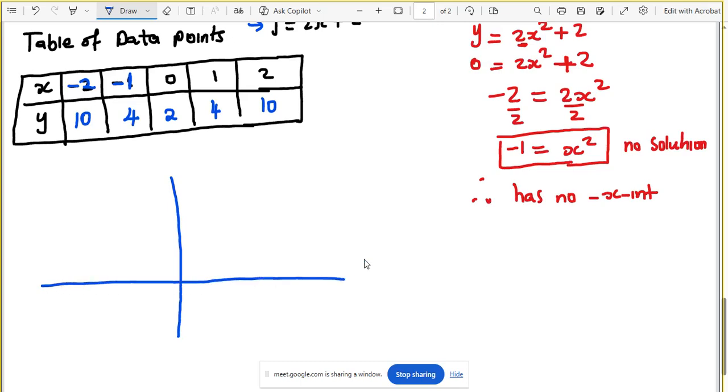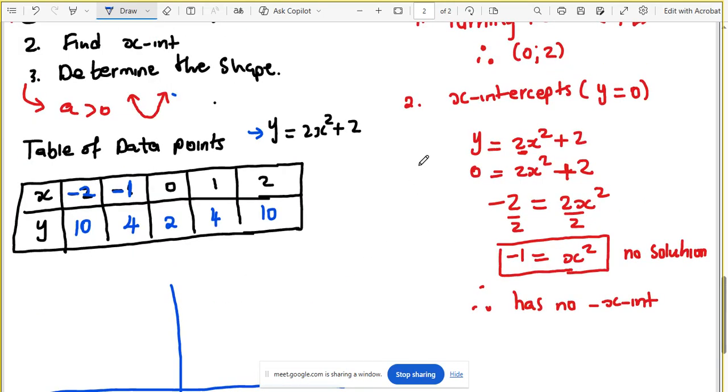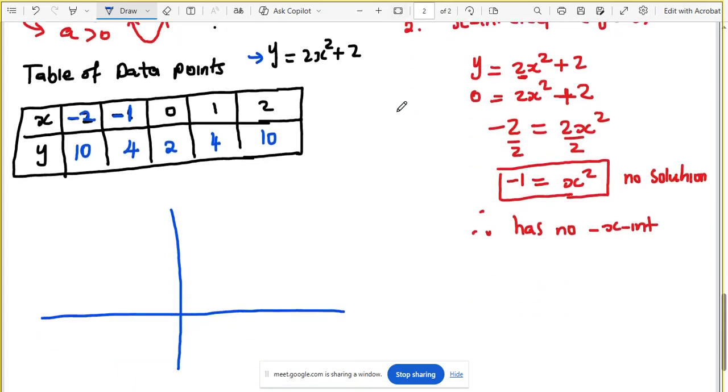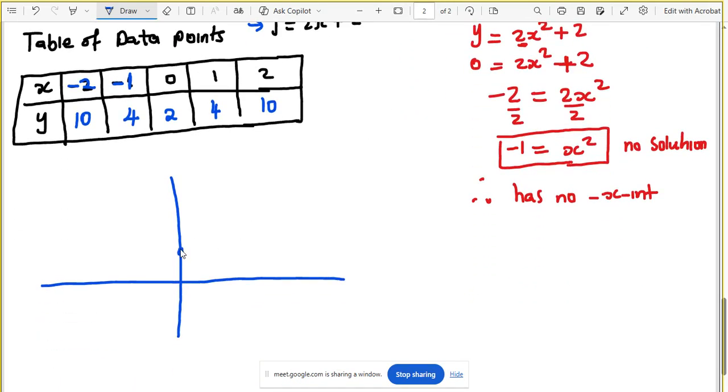You first plot your turning point. Please don't forget the turning point. This is where you're going to start. The turning point is (0, 2). If I put 0 and 2, this will be my turning point. Then (-2, 10). Okay, let me start with (0, 2). This is my turning point.